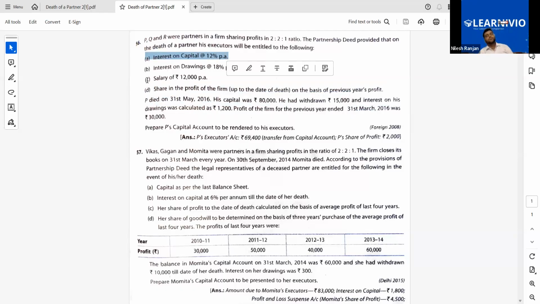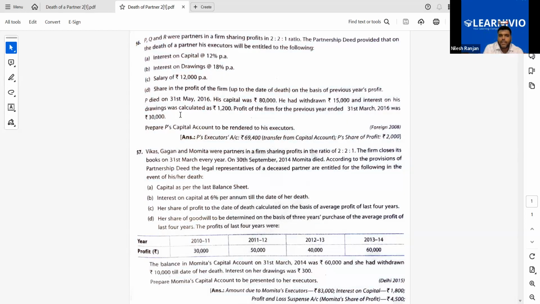Did not get it, sir. Can you please tell again? Okay. He died on 31st May. Okay. It is written here. P died on 31st May 2016. His capital was 80,000. He had withdrawn 15,000 and interest on his drawing was calculated as 1,200. So you don't have to calculate interest on drawing. It is already given in the question, 1,200.